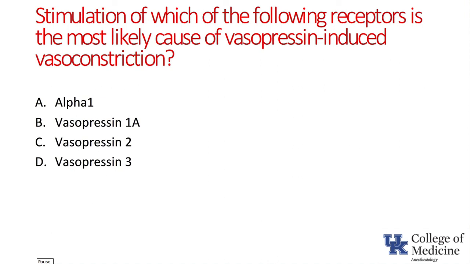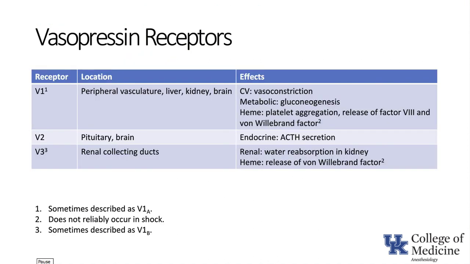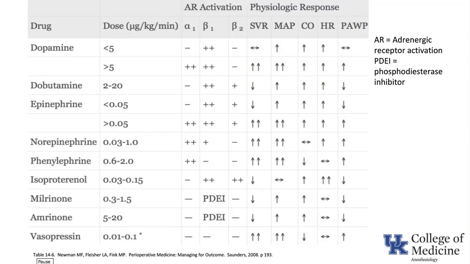Although stimulation of alpha-1 receptors produces vasoconstriction, these are adrenoreceptors. Vasopressin acts on vasopressin receptors, not adrenoreceptors. This table lists the effects produced by stimulation of the different vasopressin receptors. From this, it's evident that vasoconstriction occurs as a result of stimulation of vasopressin 1A, also known as vasopressin 1 receptors.